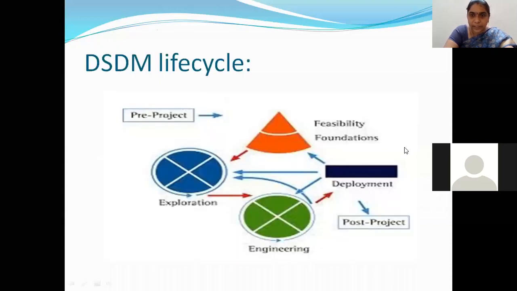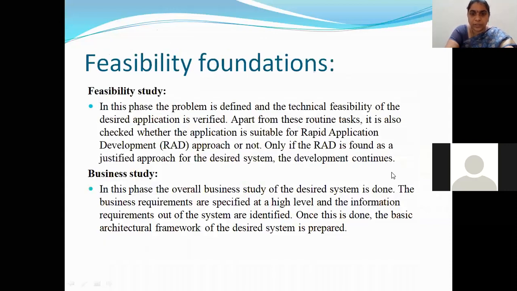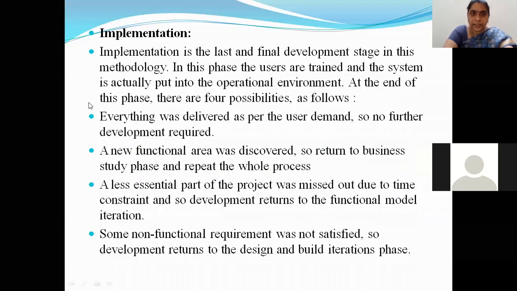After the product is developed here, it is deployed to the user. That is, you are giving demos to the user of what you have developed. So the user is trained and the system is actually put into the operational environment. You go into the real environment. At the end of this phase, there are 4 possibilities that occur. After giving the demo of what has been done until now to the client, generally 4 things might happen.